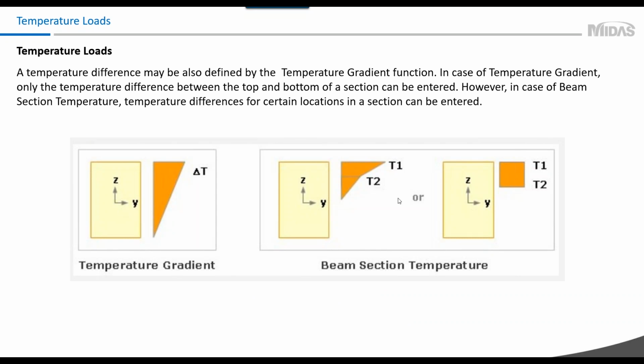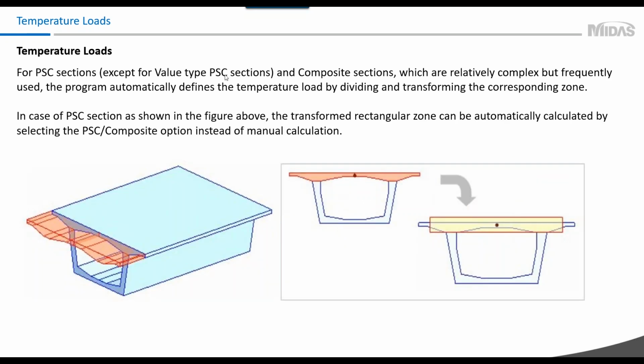Basically, what you can do with this function is you can define a temperature gradient as you see here, or a variation on the entire section. You have two options, the gradient or the beam section temperature here. In case of temperature gradient, only the temperature differences between the top and the bottom can be defined, which is this part. In the case of beam section temperature, the temperature differences for certain locations on the section, you can enter them manually, depending on what the code requires.